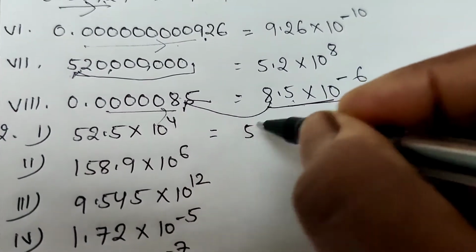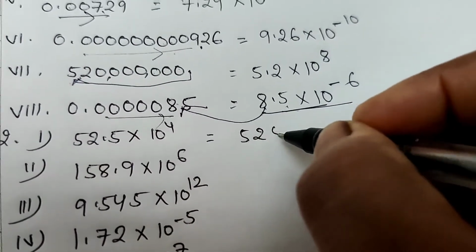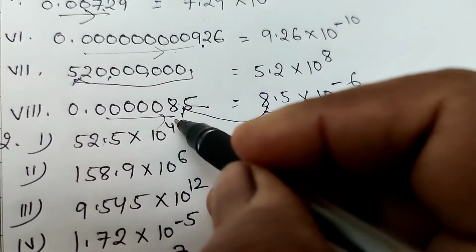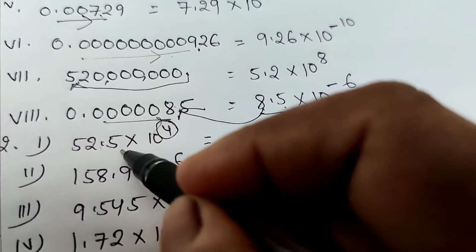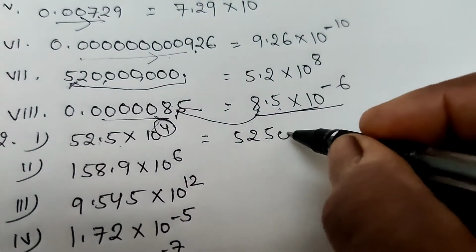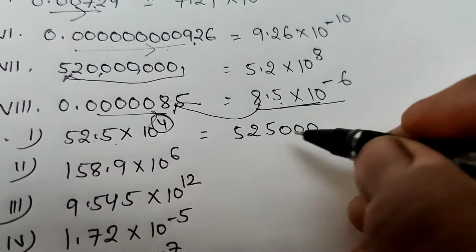52.5. First 52.5. Here is a point. The power is 4. If the positive power 1, 2, 3.